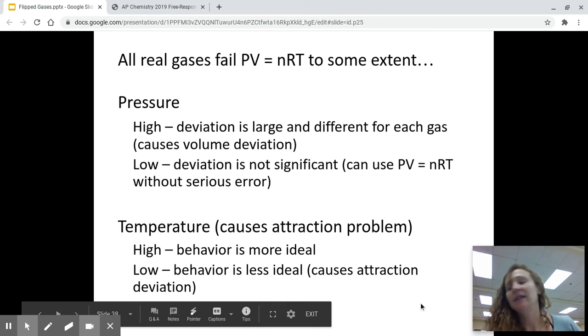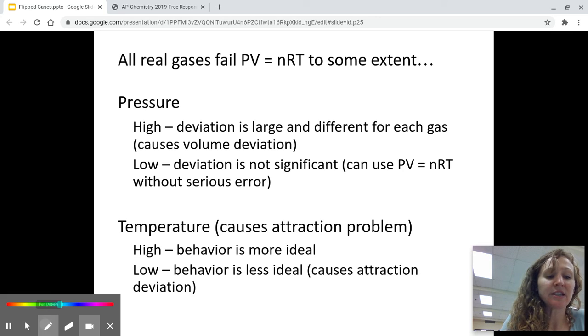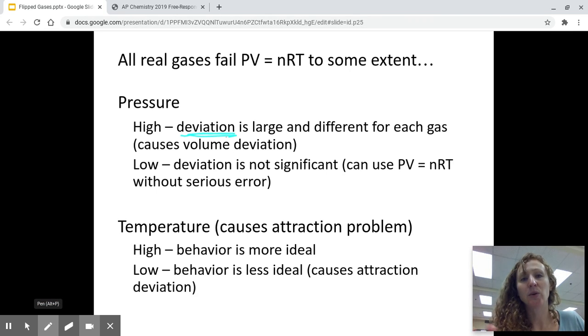Okay, so again, it's going to happen at the extremes. Under high pressure, the deviation is large, so they're not going to act as ideal. The ideal gas law is not going to work as well to predict behavior. At low temperature, again, the behavior is less ideal. And it's all about reducing the space between molecules and allowing the molecules close enough to have an impact on one another.